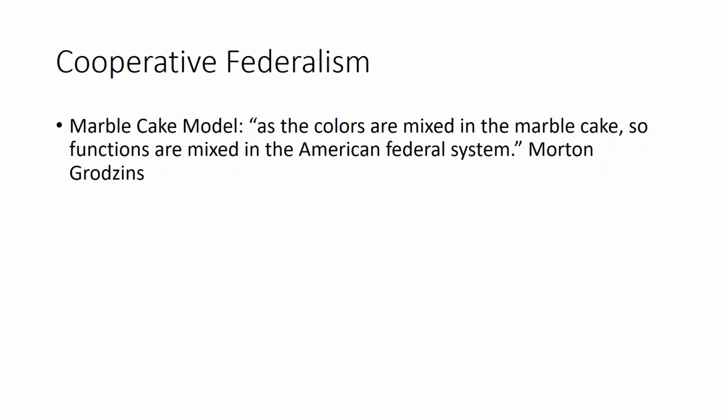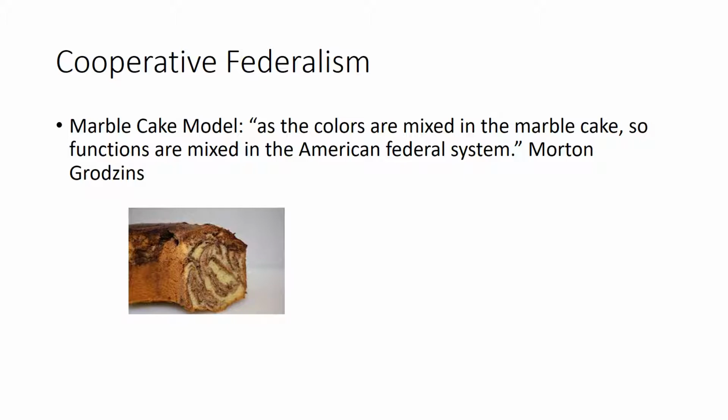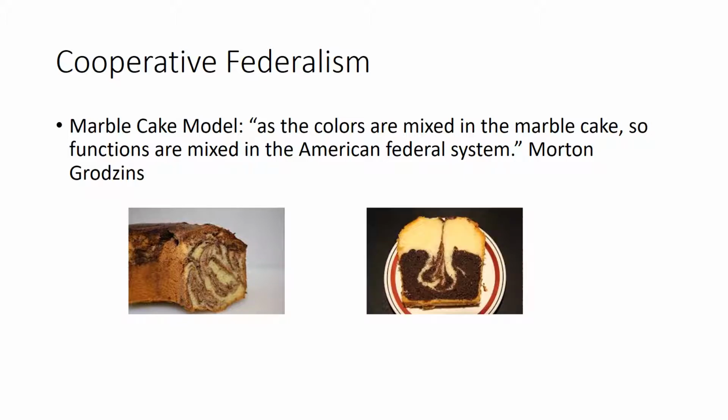As opposed to our layer cake, cooperative federalism is called the marble cake model. As the colors are mixed in the marble cake, so the functions are mixed in the American federal system, right? You see all the colors swirled there. This one might be better because, yes, they're swirled, but you do see that the more vanilla flavor is more on top, like the federal government would be on top.